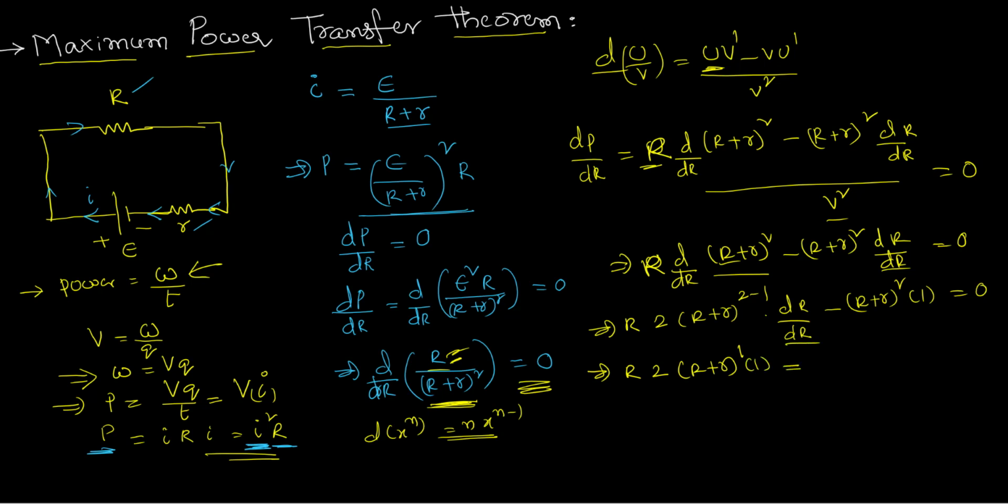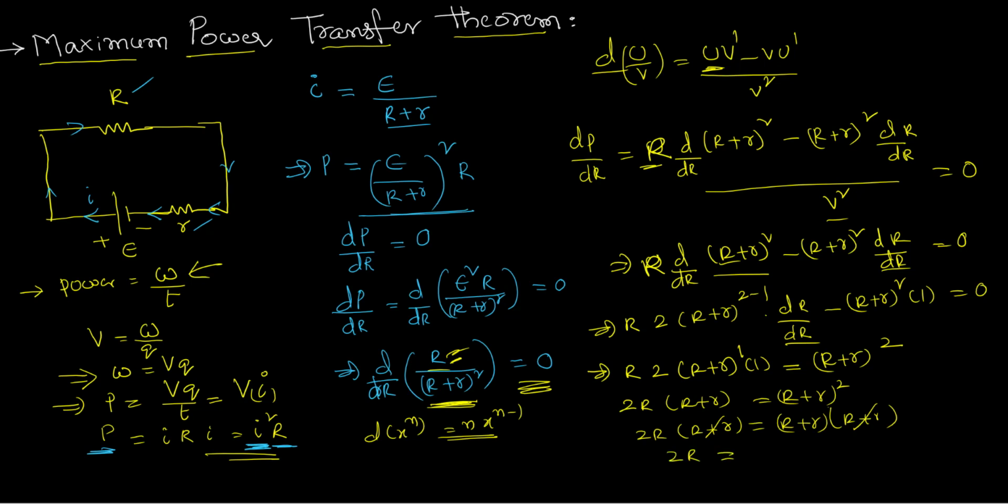This minus term we can take to the other side, R plus r whole square. So 2R of R plus r is equal to R plus r whole square, that is R plus r and R plus r. One R plus r can be cancelled. So what is remaining is 2R is equal to R plus r. Get this R to this side. That implies capital R equal to small r.